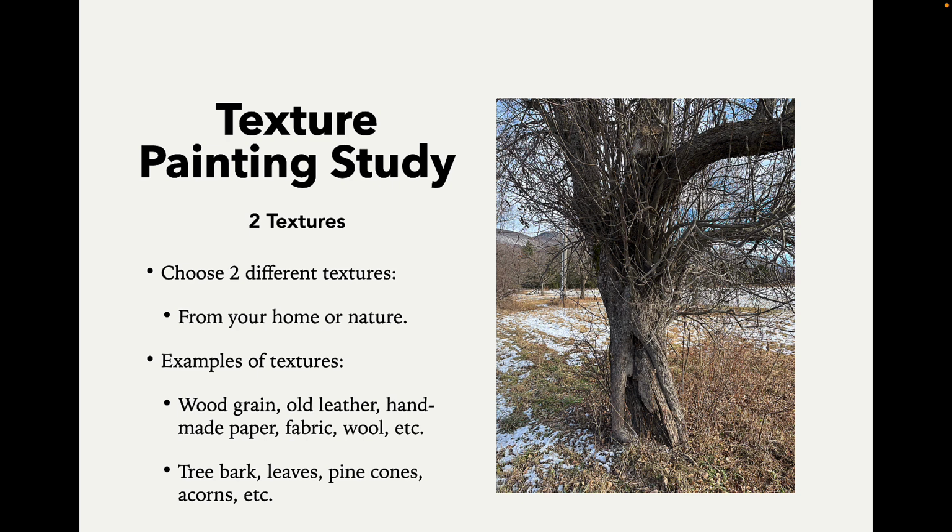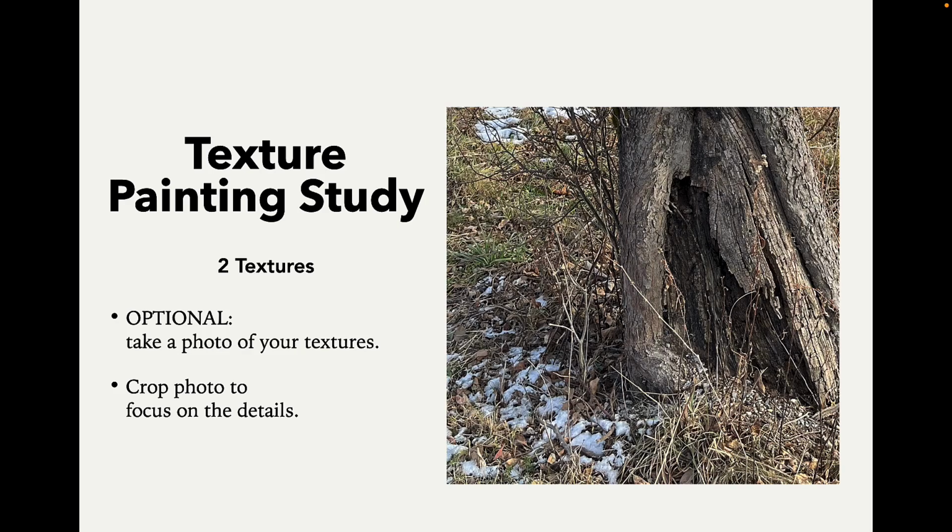That's another good texture. So find at least two different textures to work with. It can be indoors or outdoors. Wood grain of a floor or a table is great. Old leather is fun to paint. Any kind of handmade paper that has a lot of texture in it, or fabrics are really good. Wool's great. And then for outside stuff, you can find tree bark, leaves, pine cones, acorns, anything that has some interesting textures and surface to it. So find two things that you would put into a painting together.